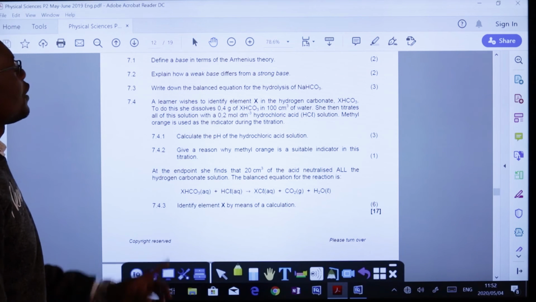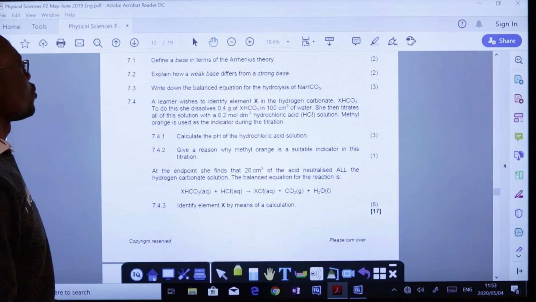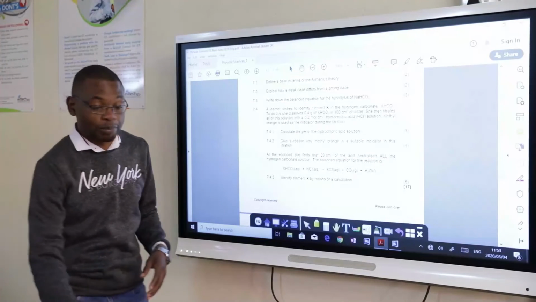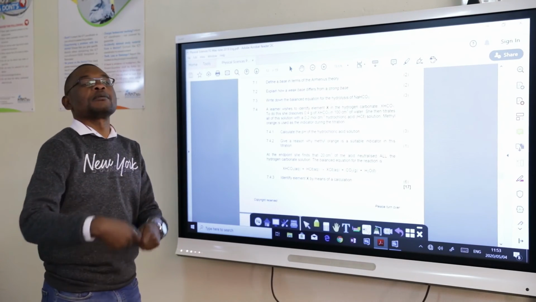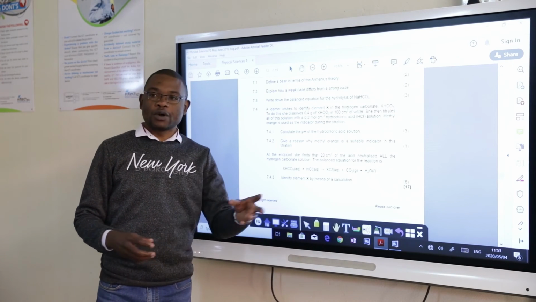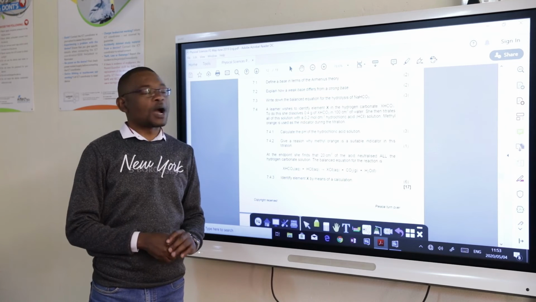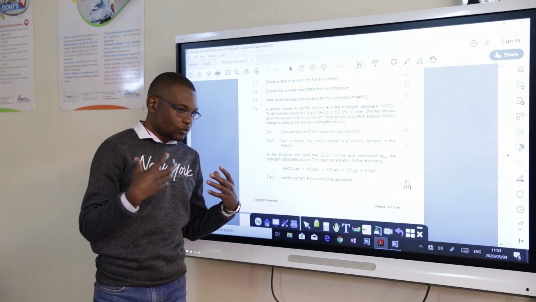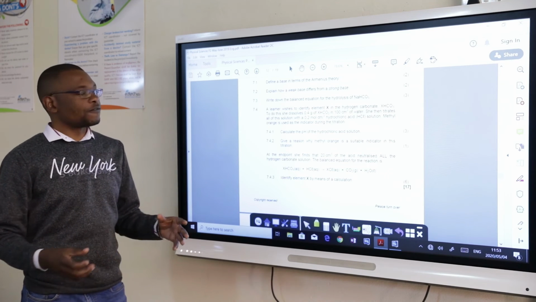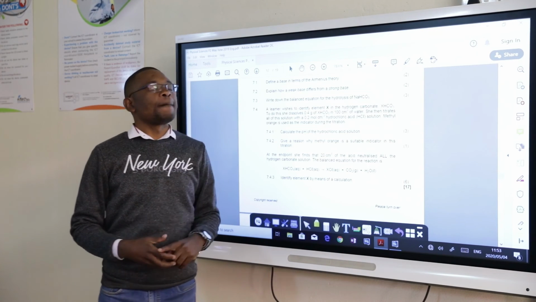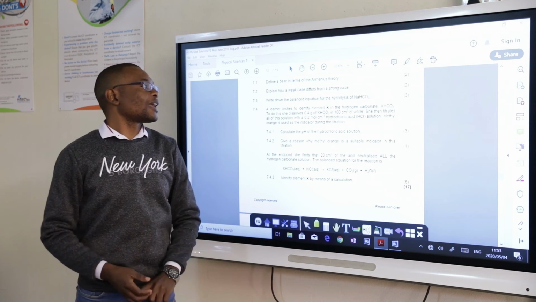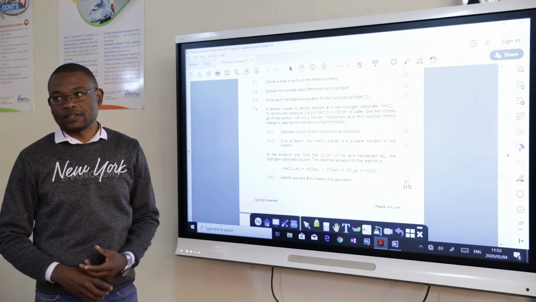Explain how a weak base differs from a strong base. So a weak base does have the OH in its molecule, but does not readily give them away or release them or dissociate to give away the OH minus. While a strong base is one which quickly or easily gives away the OH from its molecule. And what makes them different is that the Kb value for a weak base is very, very small, while the Kb value for a strong base is very, very high.